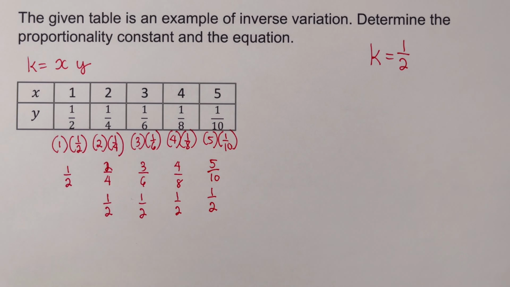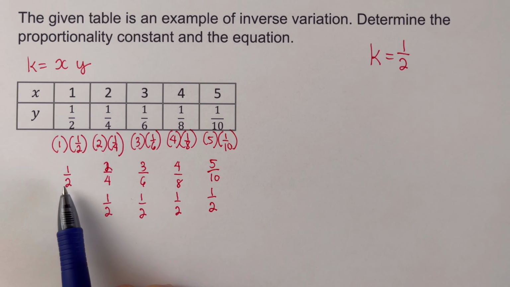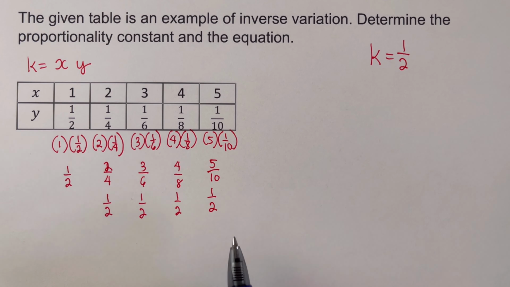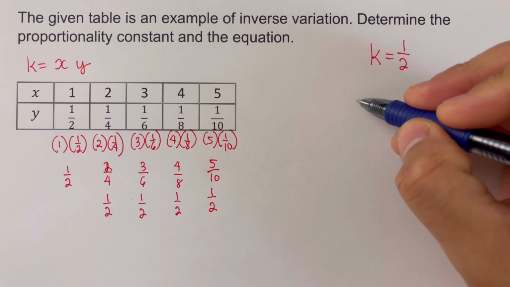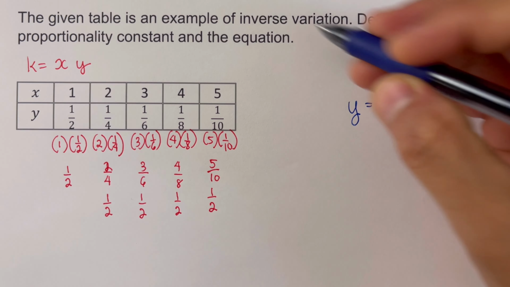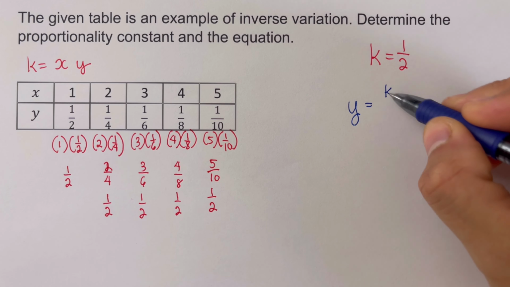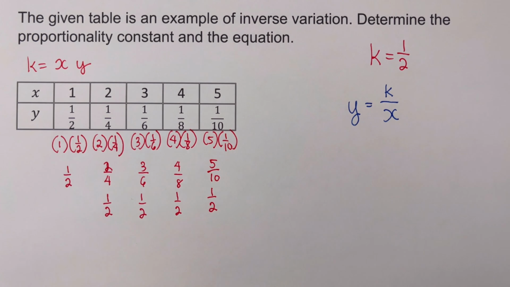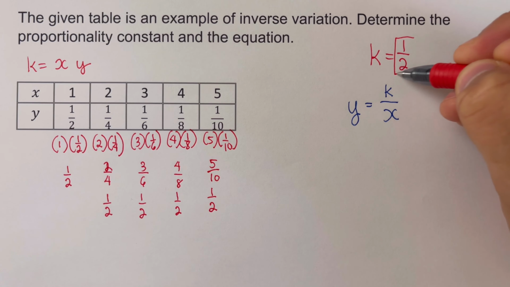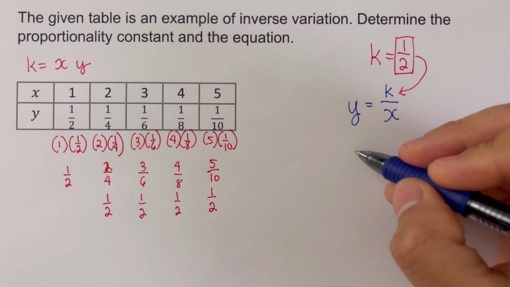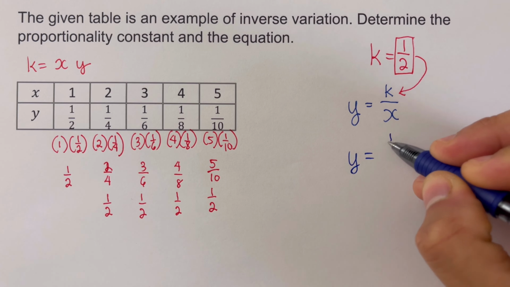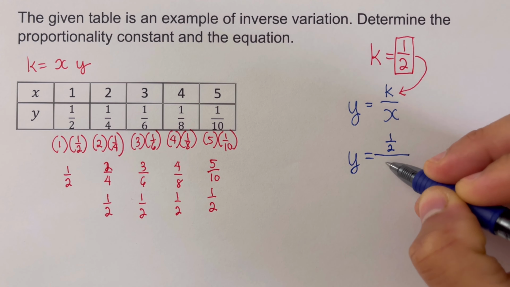Okay, we have shown that the k value would be the same for each row, and that is the proportionality constant k is equal to 1/2. The general equation for inverse variation is y equals k over x. So we go ahead and plug this 1/2 into the k value. So this comes out y equals 1/2 over x.